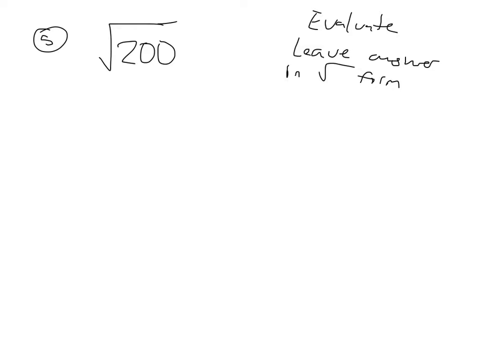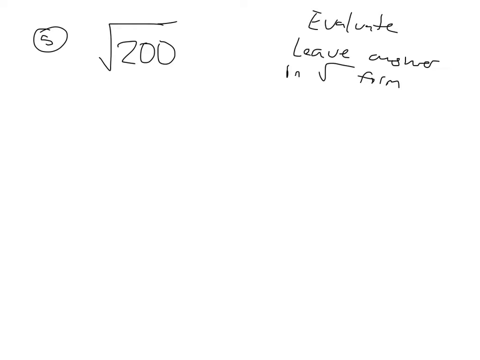And actually, you could keep trying and trying, but 200 is not a perfect square. So how do I evaluate this but leave it in square root form? Because if I just take the square root of 200 in my calculator, it's going to give me 14.14213562. But that's a decimal. I don't want a decimal. I want to leave my answer in square root form.